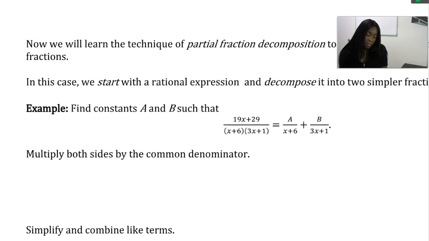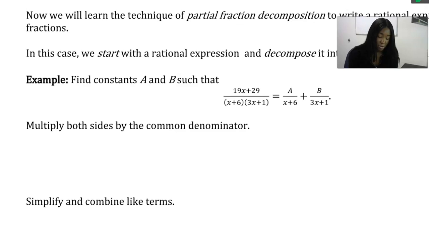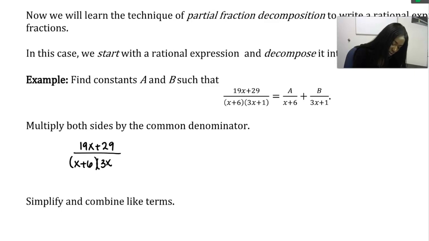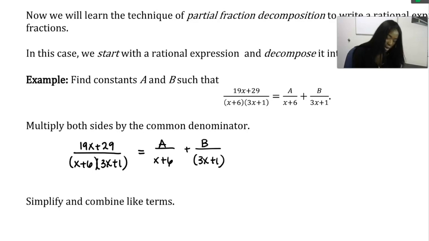So from this setup, I am going to clear out all of the fractions. That's the next thing we're going to do. We're going to clear out all of the fractions. And how we do that is we're going to multiply both sides of that equation by the common denominator. So we're going to multiply the left side of the equation, the 19x plus 29 over x plus 6 times 3x plus 1. First, let me just write the equation. A over x plus 6 plus B over 3x plus 1. Okay, so everything in this equation is getting multiplied by the common denominator. So notice that that is 3 terms.